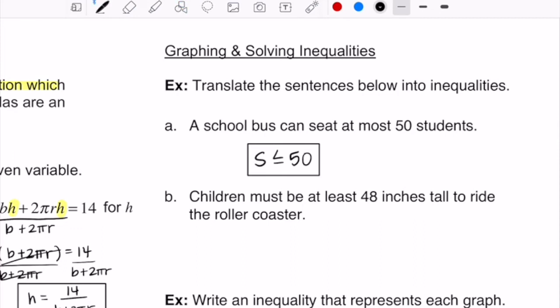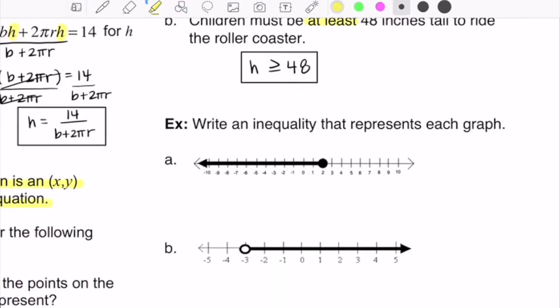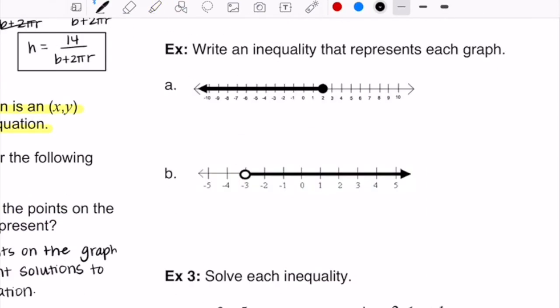In the next one, children must be at least 48 inches tall to ride the roller coaster. If we let H stand for their height, on this one, their height needs to be either equal to 48 or greater than 48. And so their height would need to be greater than or equal to 48 inches. At most was the important phrase in the first one, and at least was the important phrase in the second one.